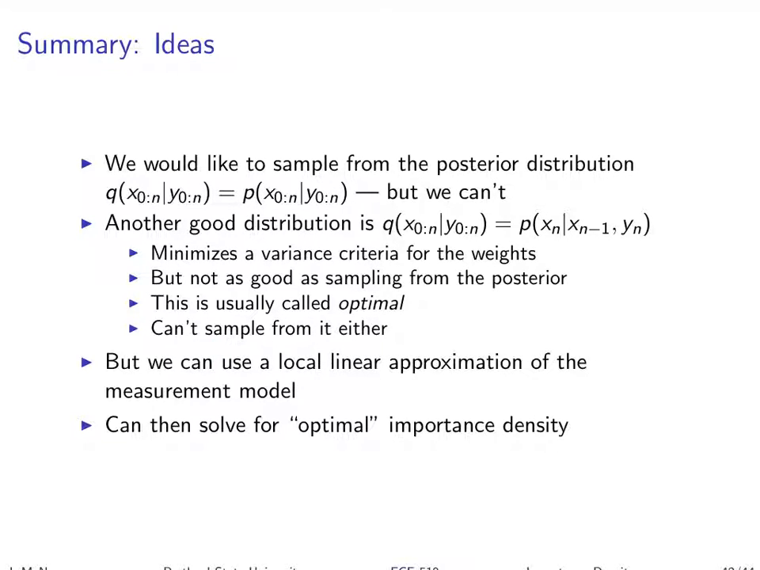If we use a local linear approximation, then you can sort of solve for the, now it's in quotation marks, optimal importance density, because you're getting the optimal importance density for an approximation of your state space process. And so all the convergence results are gone, because it's only a local linear approximation. But still, people do it. People have been using linear approximations for decades with these things.